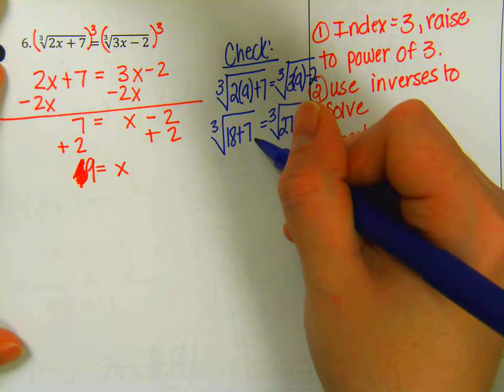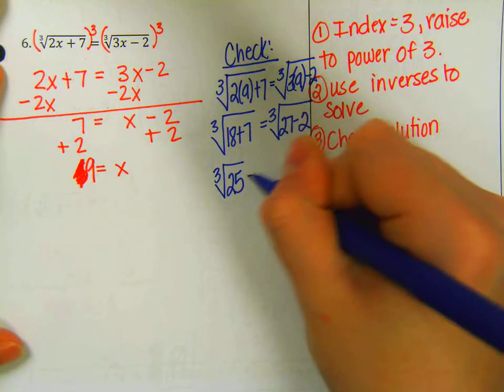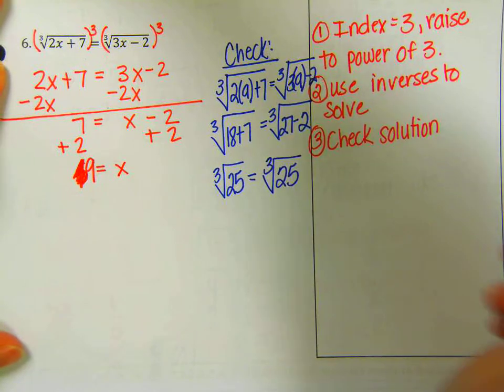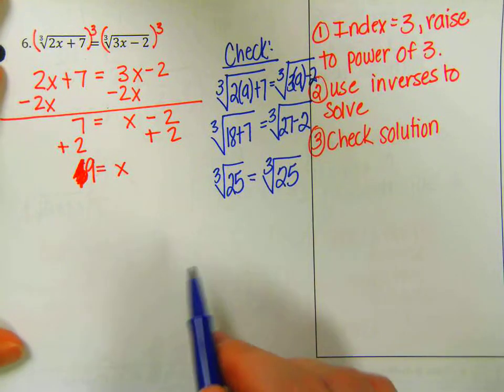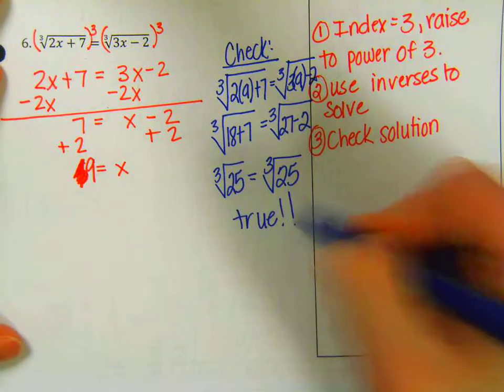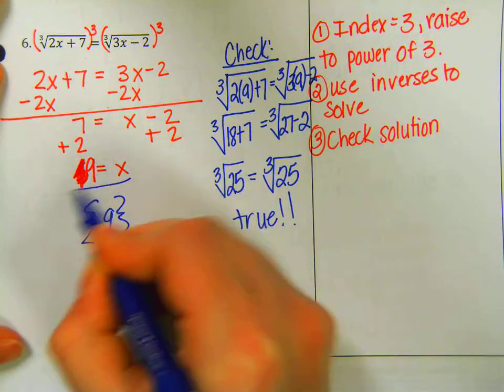18 plus 7 is just 25, so we have the cube root of 25 equals the cube root of 25. So I don't even have to put that in my calculator to figure out if they're the same decimal, because I know they're equivalent. So this is true. So my final answer is in fact the 9 that we got.